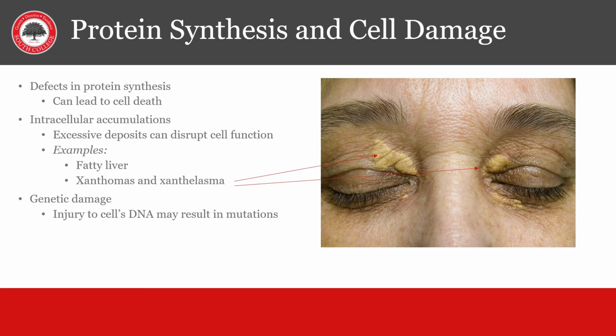Defects in protein synthesis can lead to the death of the cell, and anything that interferes in this process can do the same. Accumulations of fats can also disrupt cellular functions and prevent such imperative processes like protein synthesis. Damage to the DNA will also prevent proteins from being made, as DNA is the blueprint for the entire operation. See this patient here with xanthomas and xanthelasmas from fat accumulation. This is a patient with a genetic familial hyperlipidemia.